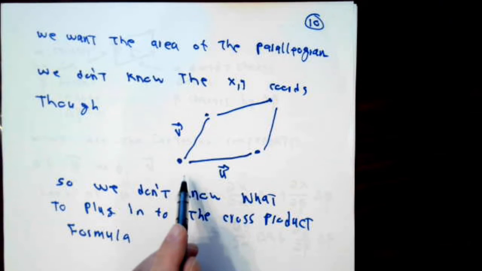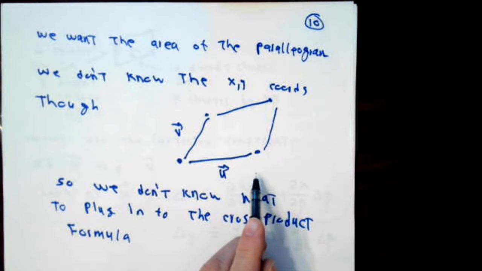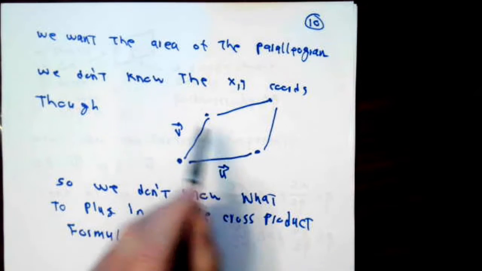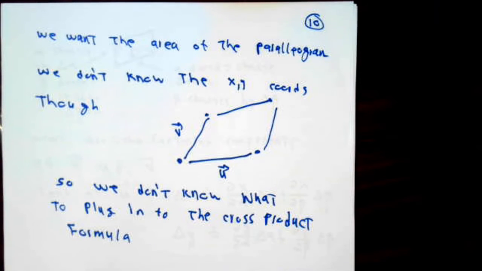So I need to know, for u, for instance, how much does x change and how much does y change? That's going to be the components of the vector. I also need to know the Cartesian components of vector v. Once I know that, I can plug it into the cross product formula and tell you the area of this thing.